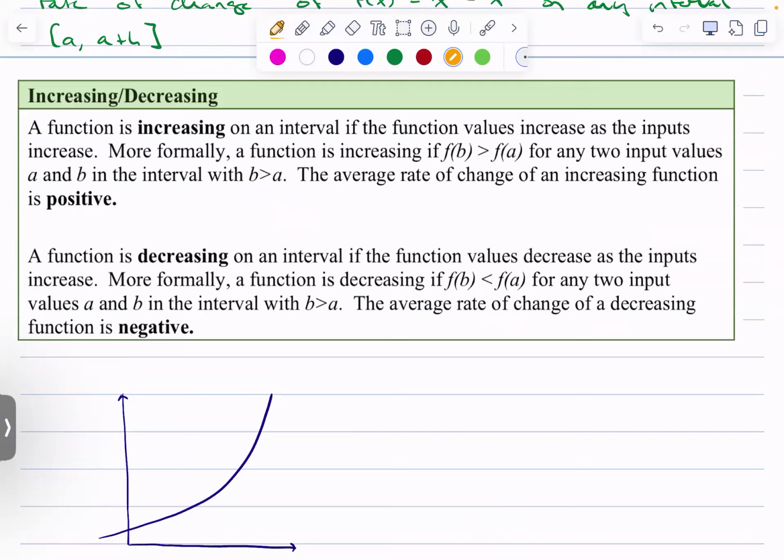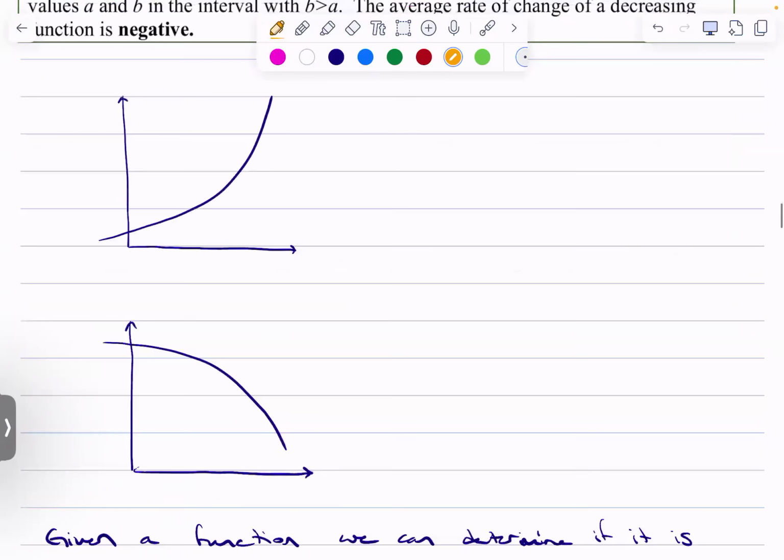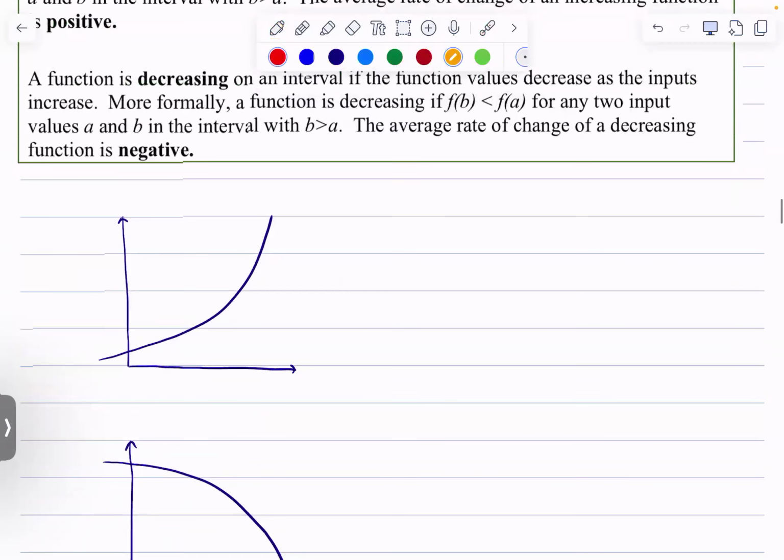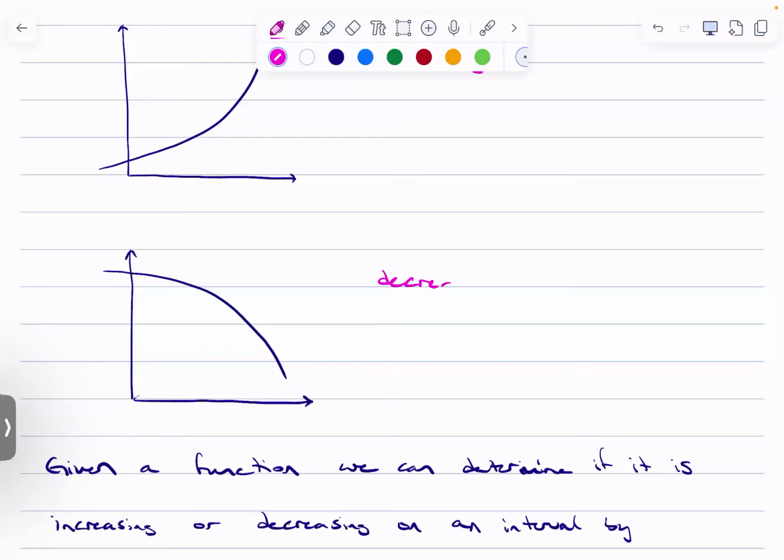There's a lot of terminology with functions. And so increasing and decreasing, I think intuitively, you have a pretty good idea of what it means for a function to be increasing. For example, if you had to just guess, is this function increasing or decreasing? Looks like it's increasing. And this one looks like it's decreasing. And you're absolutely right. But why? So this one is increasing and this one is decreasing.